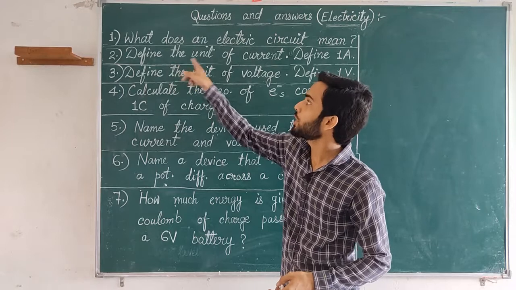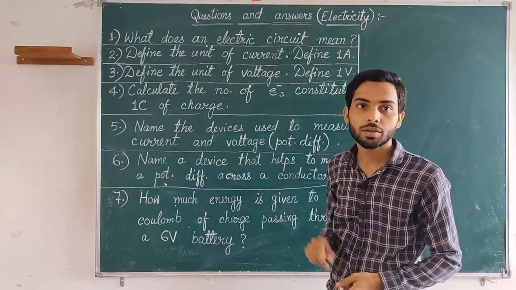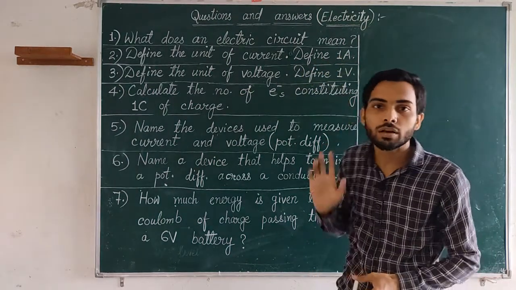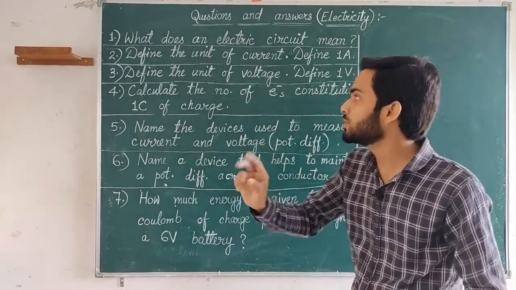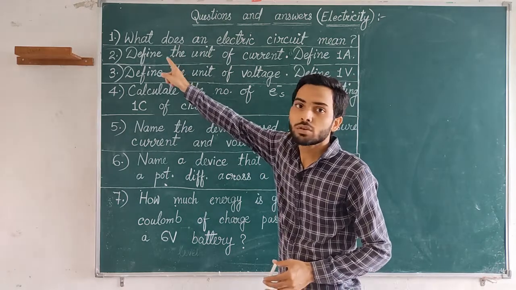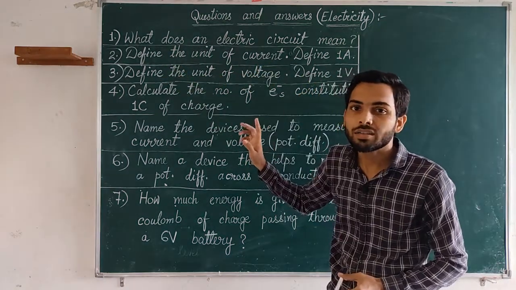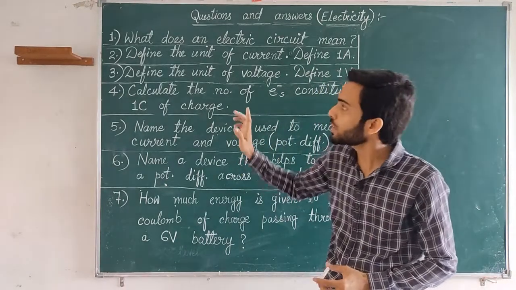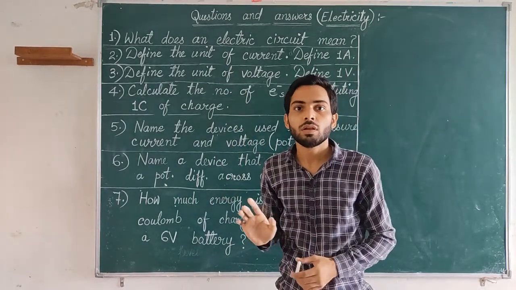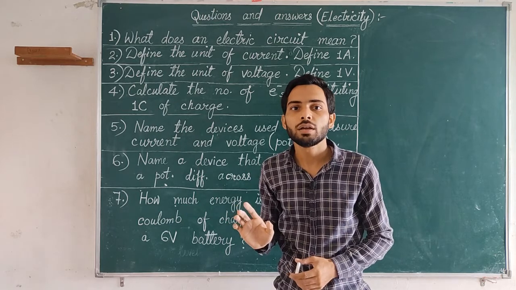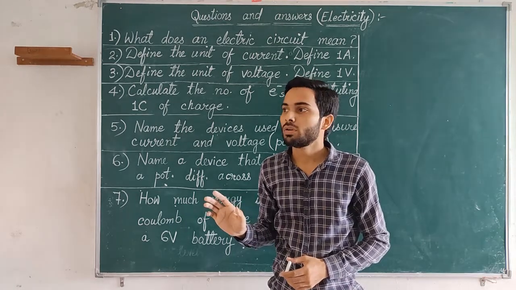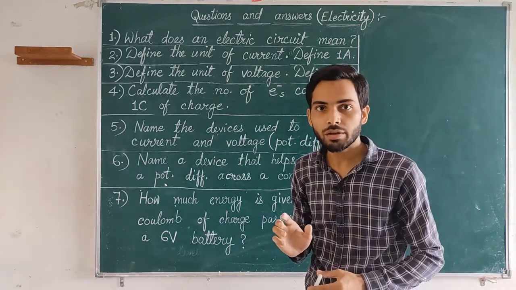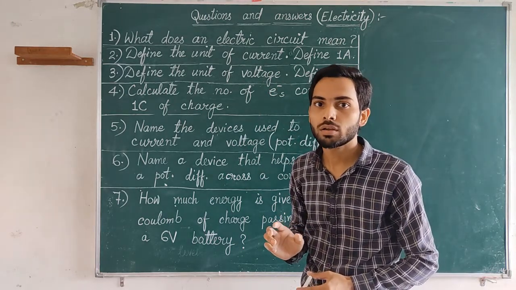define the unit of current and define 1 ampere. So there are two parts in this question. One is to define the unit of current, and the second part of the question is define 1 ampere. So looking at the first part of the question, the unit of current, I already told you, the unit of current is coulomb per second or ampere.